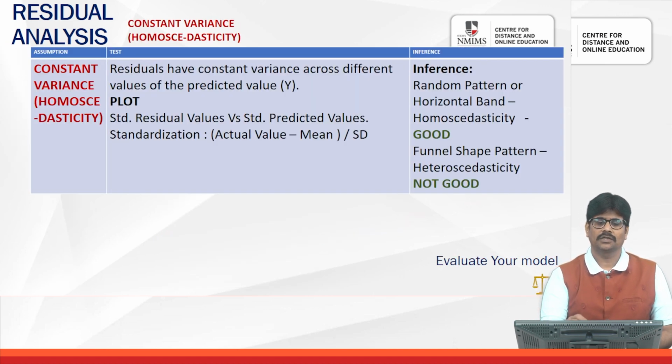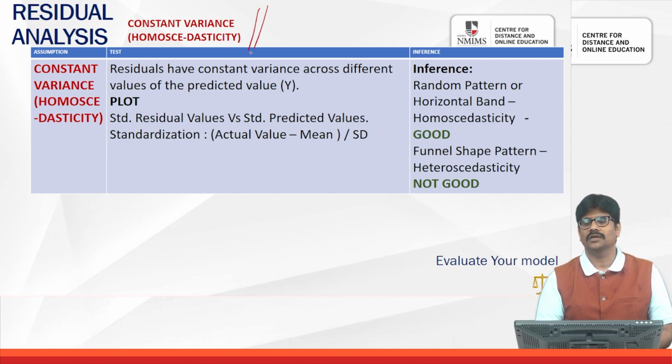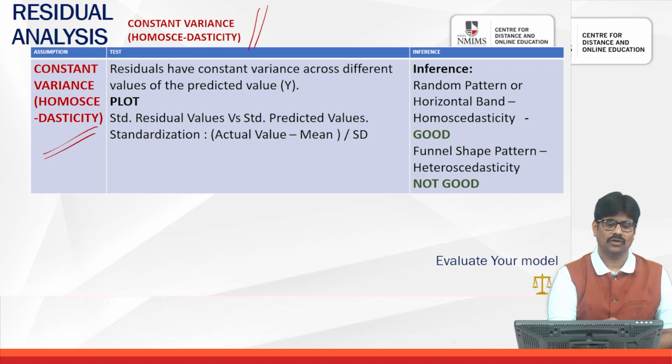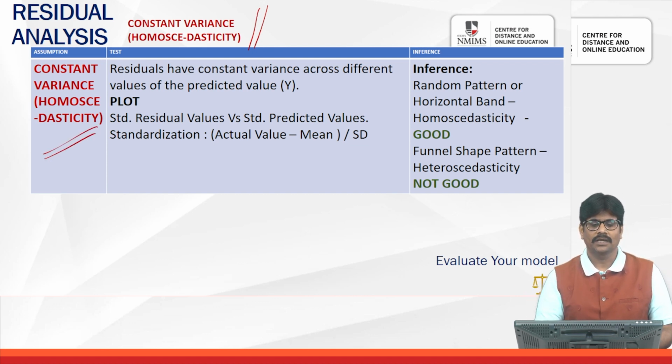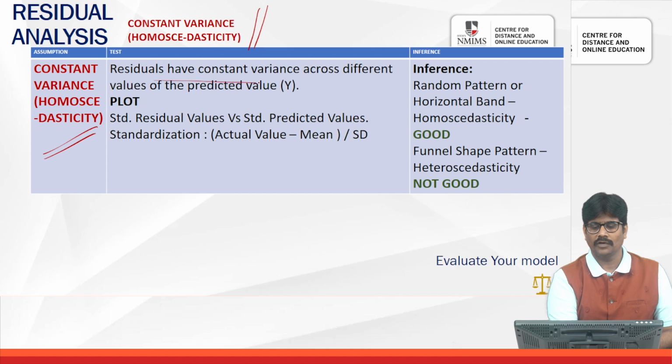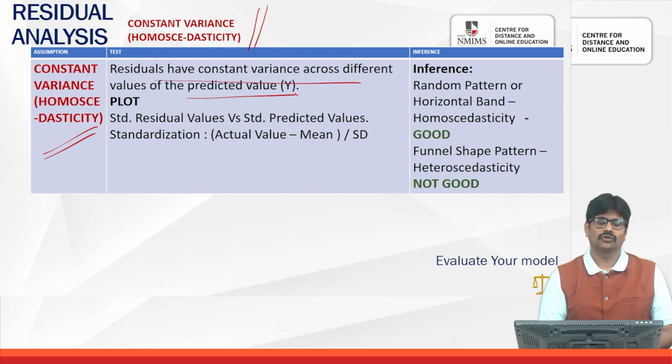The second assumption is about constant variance, right. That means the error has a constant variance. So how do I check that? That is called homoscedasticity. If the residuals have a constant variance, obviously the error terms also will have a constant variance. So now we are checking. How do we check it? We put a graph of standardized residual values versus standardized predicted values, right.